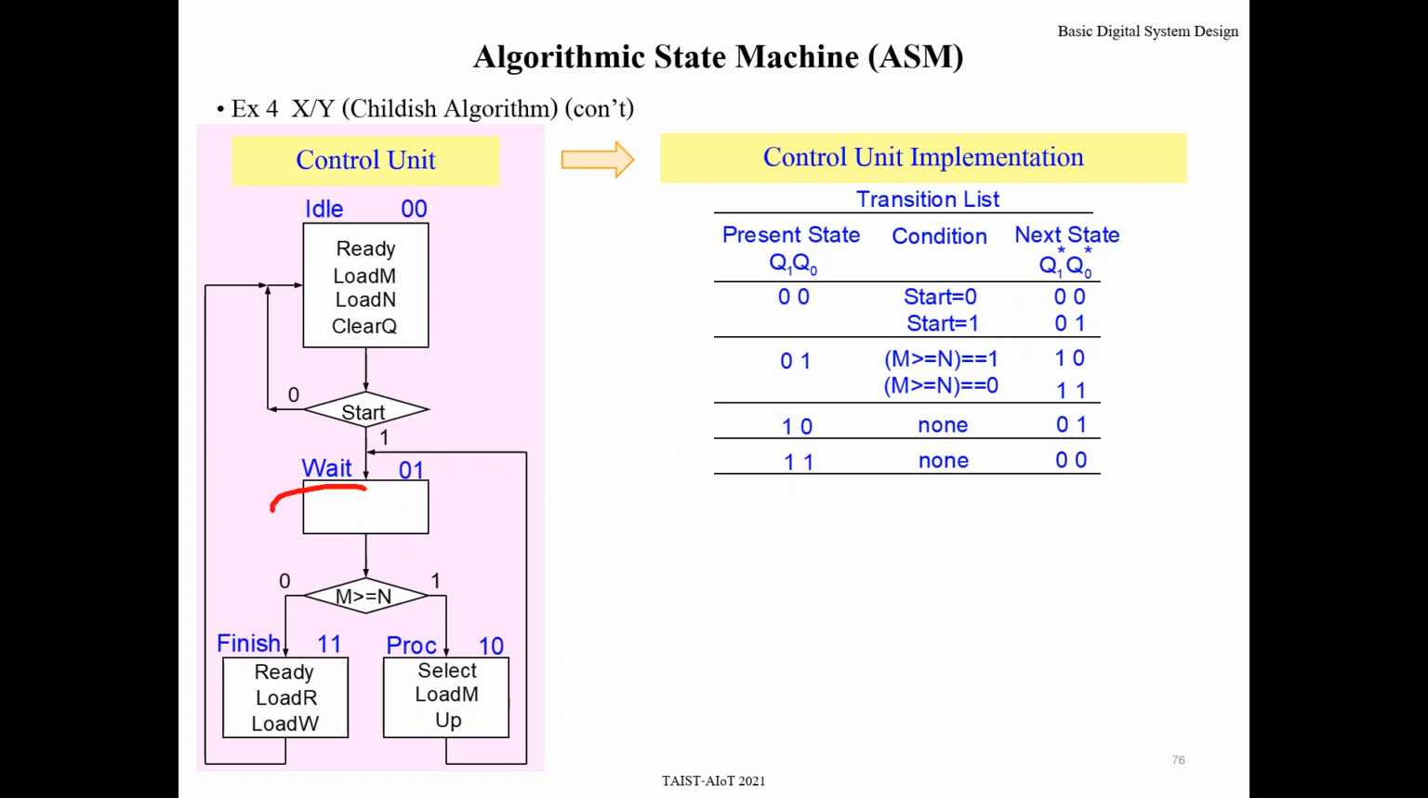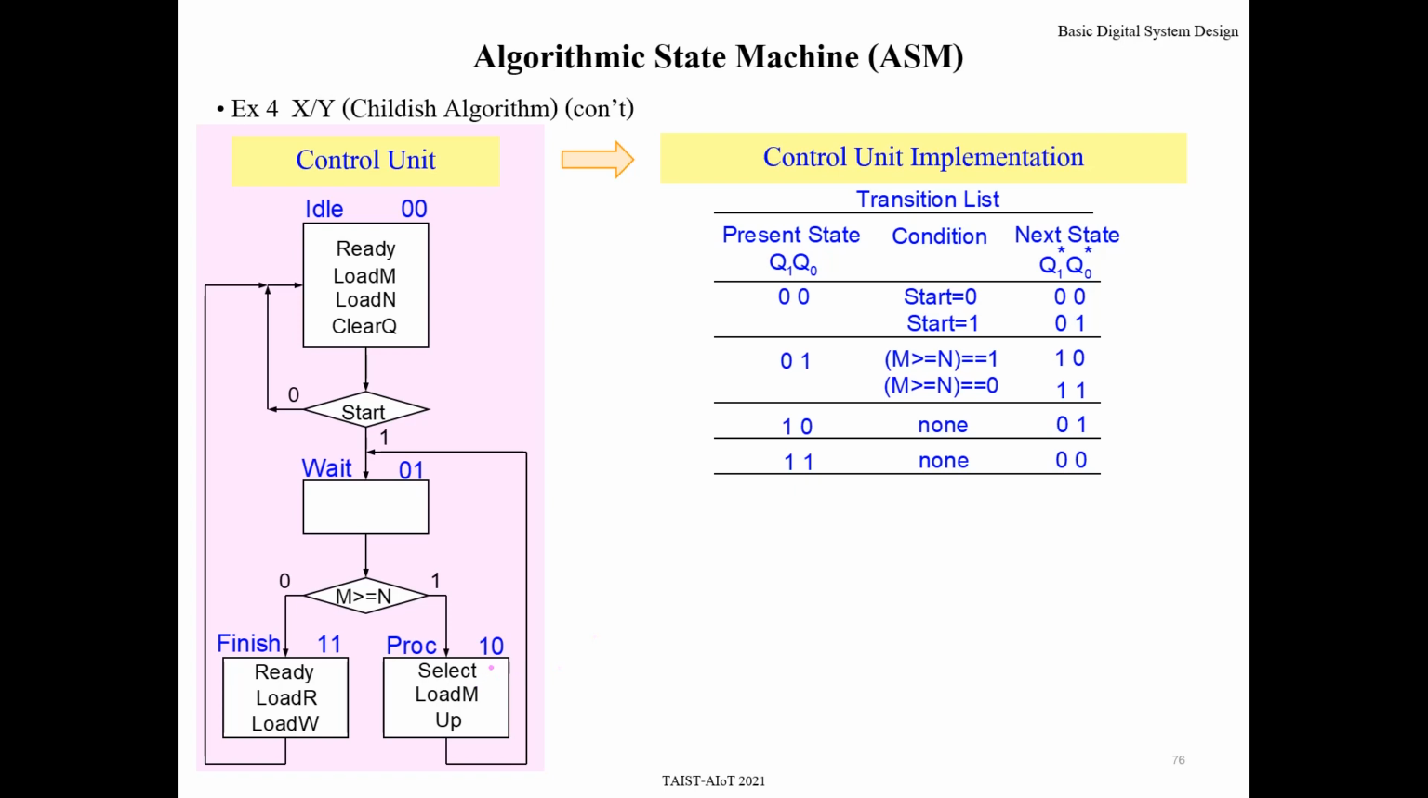At state wait 0 1, when clock tick, may go to state process or state finish based on the value of this comparator. Okay, if this comparator give the value of 1, so it's go to state process 1 0. If not, go to state 1 1.